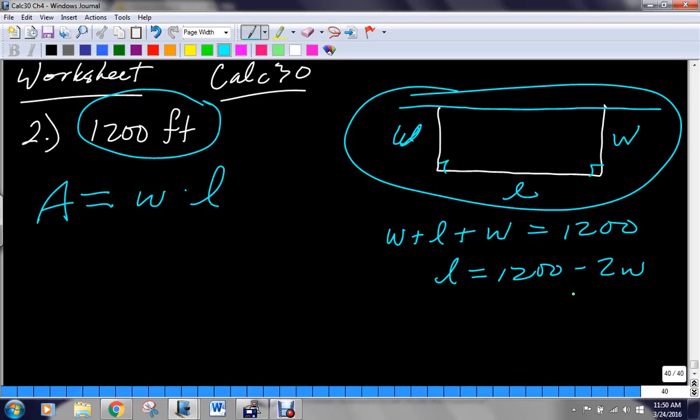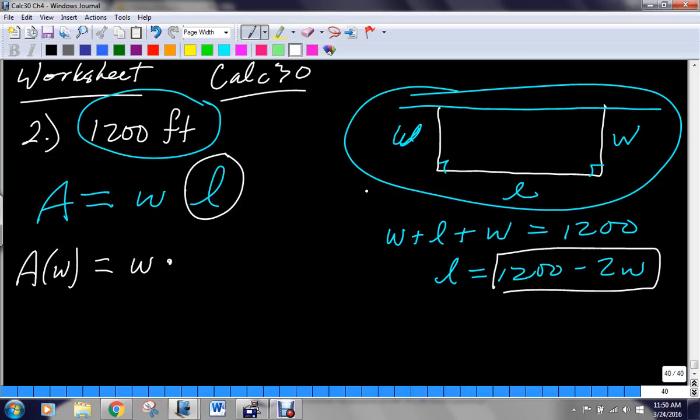So I would suggest let's replace the L with a W. And so this is going to be a little bit different than the last question in that we're going to be working with the other dimension, but that's no problem at all. So this A now is going to be a function of W, and it's going to be W times, I'm going to substitute this in right here for L. 1200 minus 2W, right? Everybody good with that so far? So this is going to be a little bit different, right? It's not the 600 here.